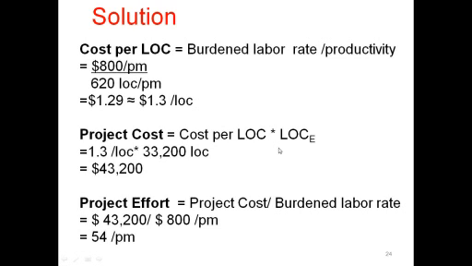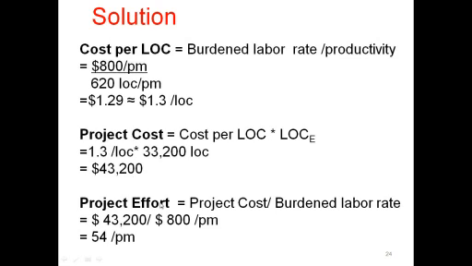So on the project cost, the formula is the cost per LOC, so our previous computation here is an input, times the lines of code. So we have to substitute the value for the cost per project. It's $1.3 per LOC, we have it here, times the lines of code estimate. So ito ay from the table. So we have 33,200 LOC. That the project cost is equal to $43,200. This is the cost of the project.